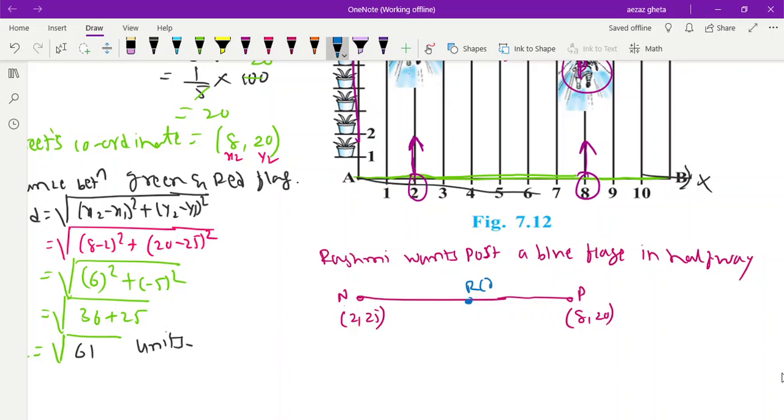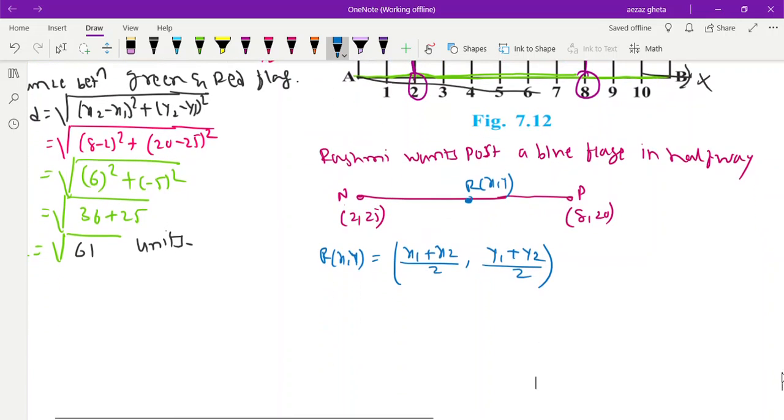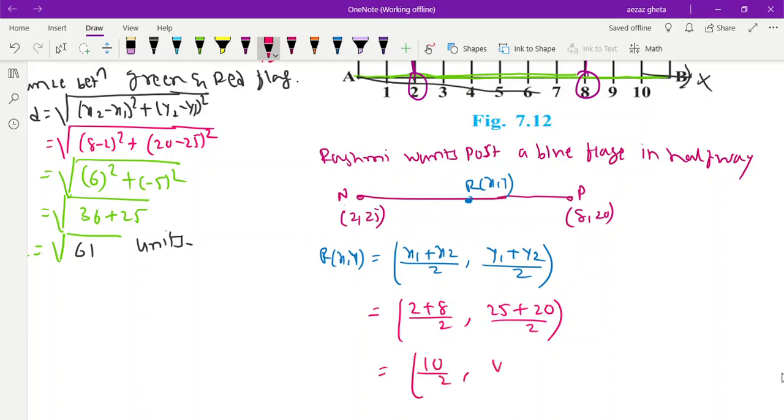So this is R of (x, y), midpoint formula. R of (x, y) is equal to ((x1 plus x2) by 2, (y1 plus y2) by 2). Can you do it? So (2 plus 8) by 2, (25 plus 20) by 2, 10 by 2, 45 by 2. So 2 fives are 10, and 22.5.